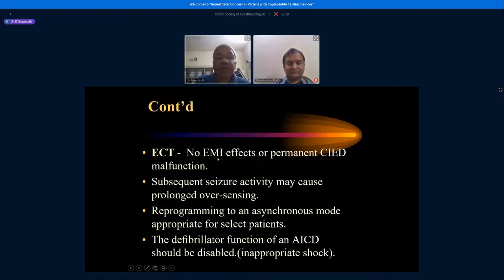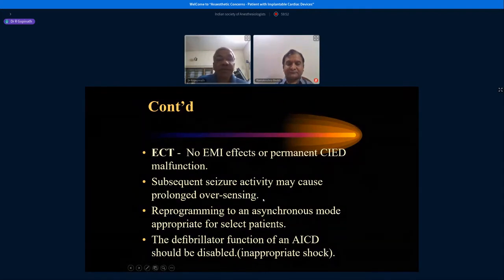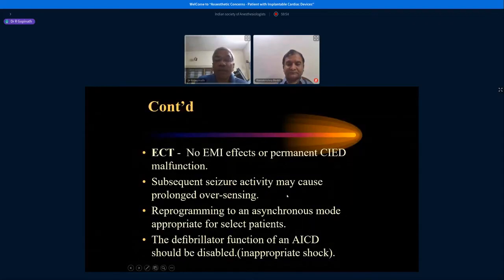Again, with electroconvulsive therapy, there are no effects or permanent damage to the device. What can cause a problem is seizure activity following electroconvulsive therapy for the patient. This can cause prolonged oversensing. So you must make sure the patient gets his anti-epileptic medication.